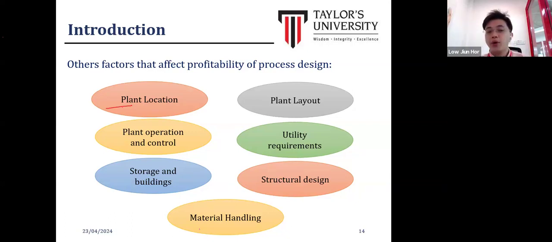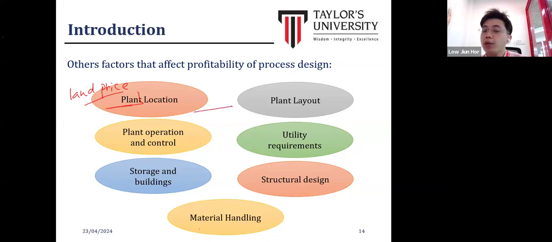Either you want to construct your chemical plant in, let's say, Subang Jaya, or maybe in Pasir Gudang, Johor. Different area, different region, the land price is totally different. And it will also influence your cost. So this is how it can determine and influence your economic performance.